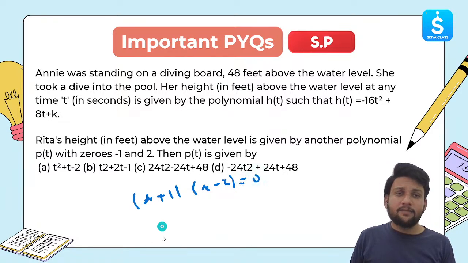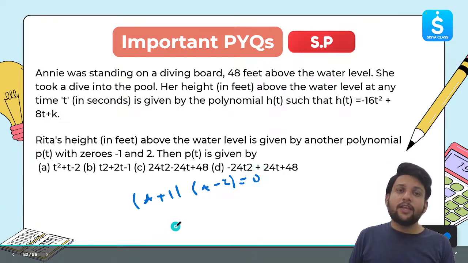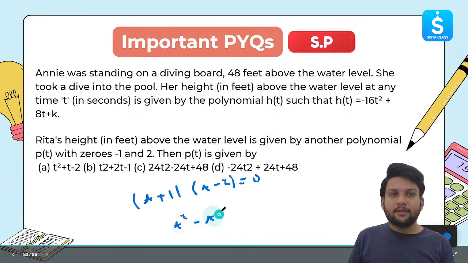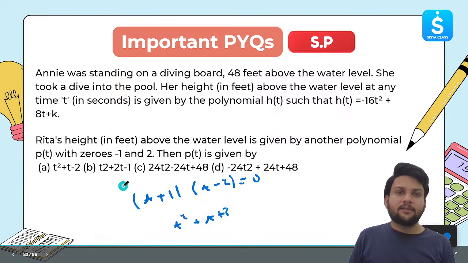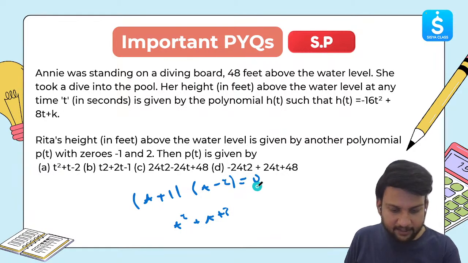If I simplify this further, I will get t square minus 2t plus t, that is t square minus t, sorry, plus t minus 2, which is my option number A. Is it clear? Great, great.